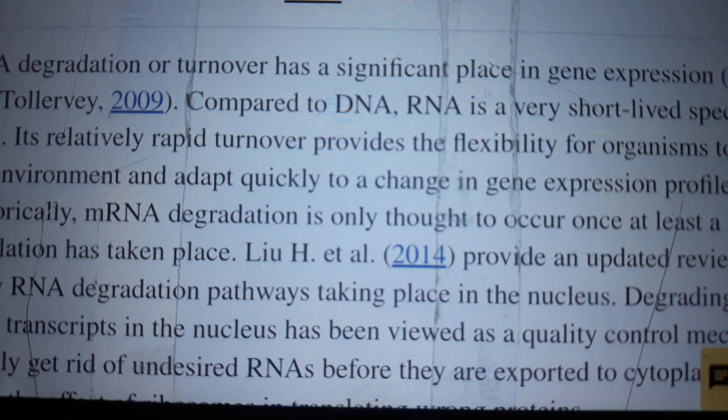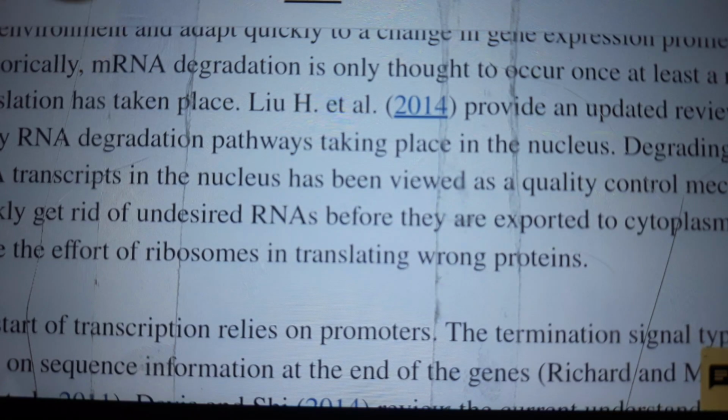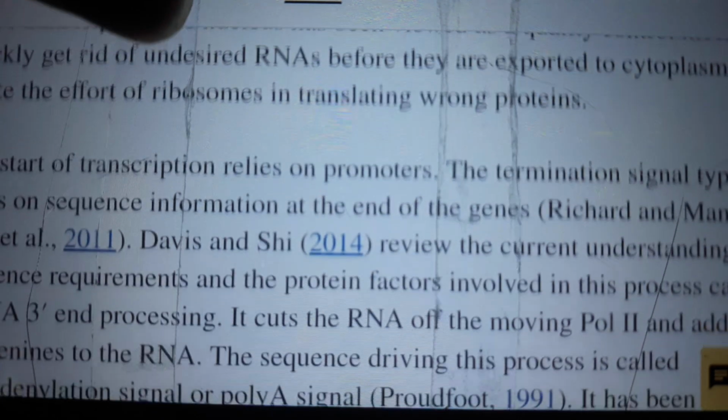Historically, mRNA degradation is only thought to occur once at least a round of translation has taken place. Now, Liu et al. provide an updated review of the many RNA degradation pathways taking place in the nucleus. Degrading nascent RNA transcripts in the nucleus has been reviewed as a quality control mechanism to quickly get rid of undesired RNAs before they are exported to the cytoplasm and waste the effort of ribosomes in translating wrong proteins.